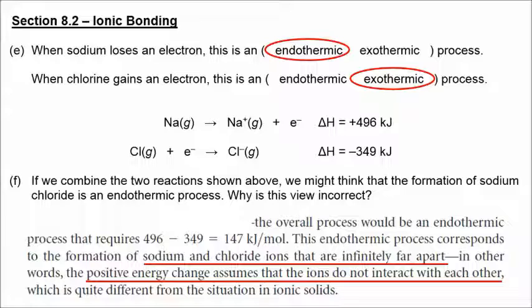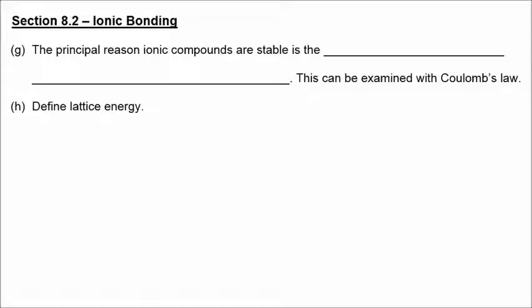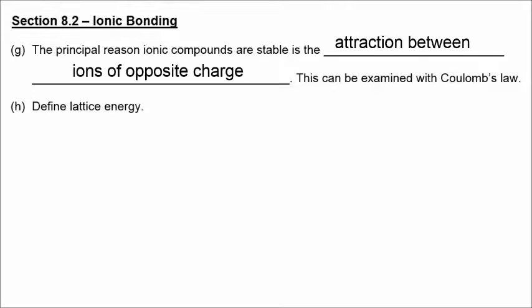But that's quite different from the situation in ionic solids. There's a very strong interaction between sodium and chlorine. In fact, the principal reason that ionic compounds are stable is the attraction between ions of opposite charge.